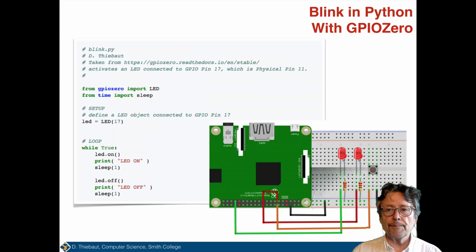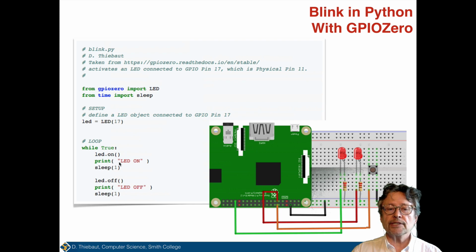All right, so that's my Blink program in Python. So fairly short. I have to import LED for the GPIO library. I have to import sleep from the time library. And now object LED is instantiated from class LED for pin 17. And while true, forever loop, I'm going to loop forever.